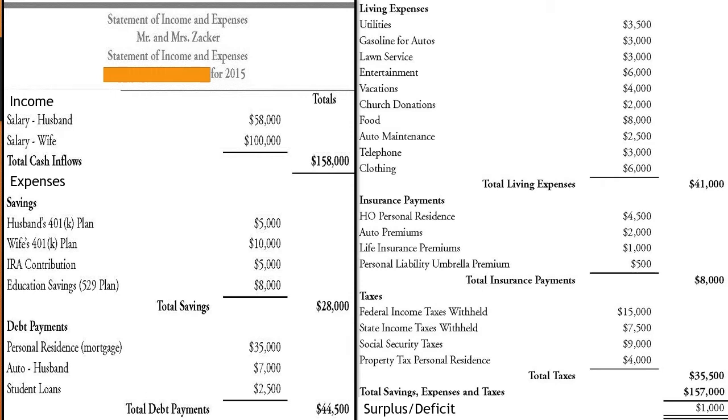Debt payment. Debt payments are self-explanatory: auto loans, home loans, student loans, etc. Living expenses, same thing. Insurance payments, same thing. And then the next one, taxes. You might think, hey, that seems weird. Taxes might not have been included, but those are an expense, right? It's money you don't get to keep. So it's good to know how much you pay in taxes, right?